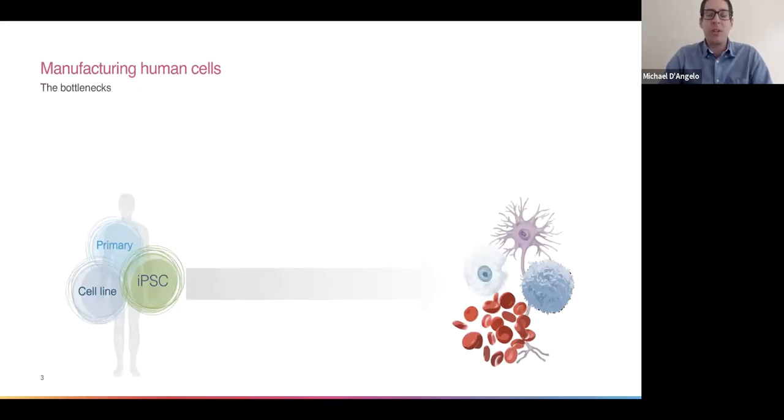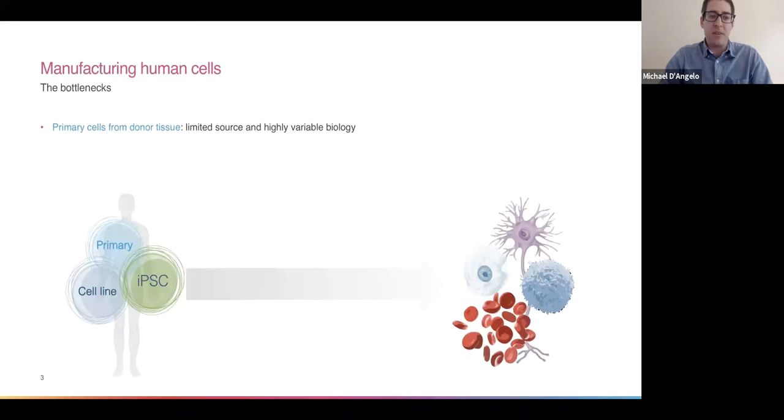So why do researchers need human cells? Well, human biology is often different from the animal models and tumor cell line models used in preclinical drug testing. As a result, many drugs fail in human clinical trials because of a lack of efficacy or toxicity that was not appreciated using these non-human or non-physiological human cell models.